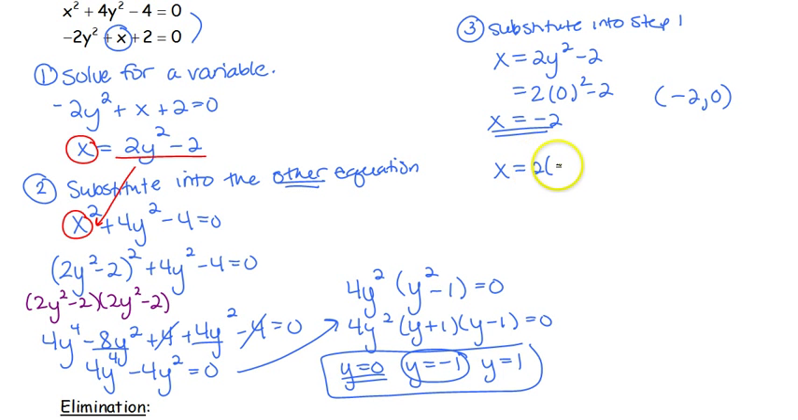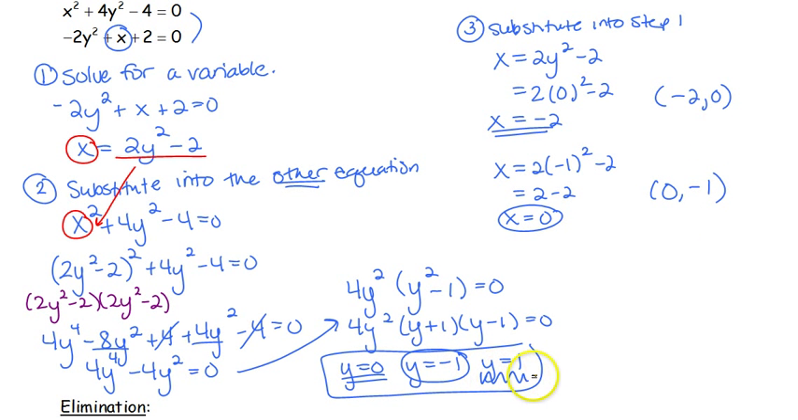x is equal to 2 times negative 1 quantity squared minus 2. Well, negative 1 times negative 1 is a positive 1. 1 times 2 is 2, minus 2. x equals 0. So when I put the y value of negative 1 and the x value of 0, I end up with 0, negative 1.